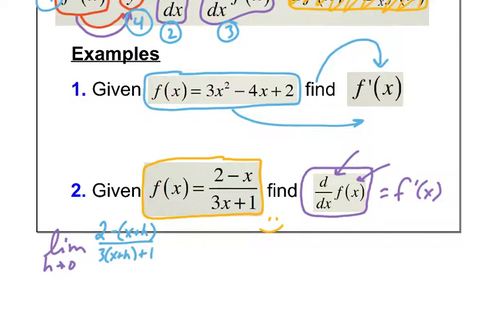That's just f of x plus h. Can you see that? All the x's got replaced with x plus h. And then we're going to subtract the original function, 2 minus x over 3x plus 1. And that whole thing is still being divided by the h that was in the denominator. Look at that. Look how terrible that looks, right?